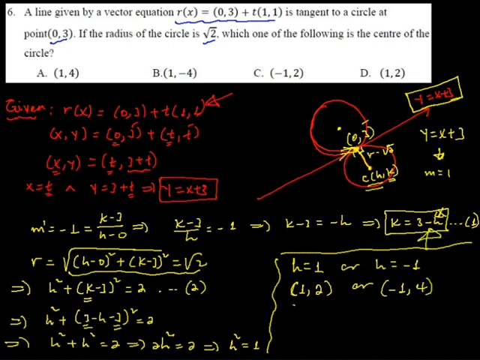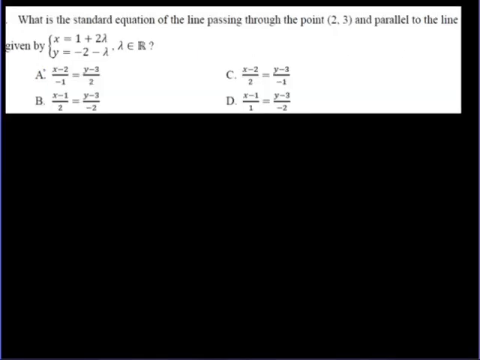Okay, so the center will be either (1, 2) or (minus 1, 4), because there are two possibilities for this circle. So we will search for (1, 2) or (minus 1, 4). (1, 2) is in our choices, so this can be the answer.